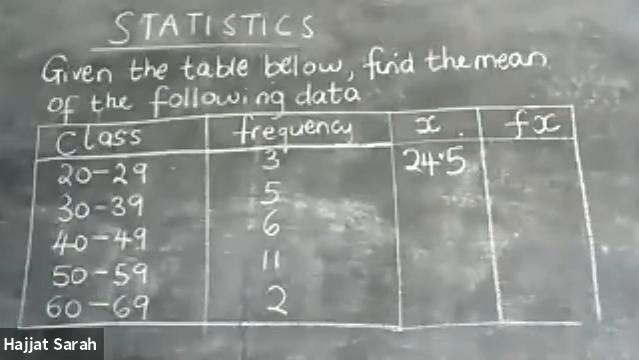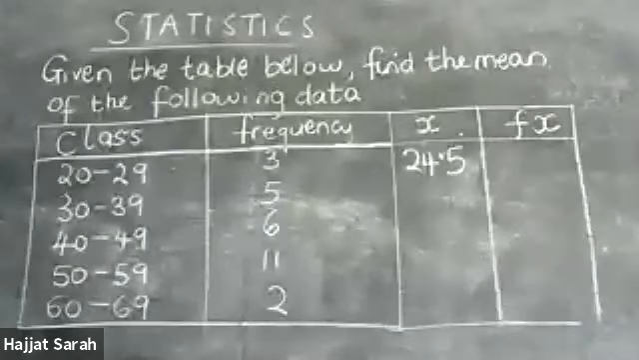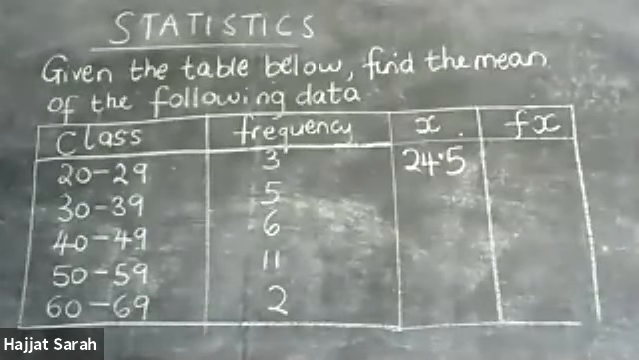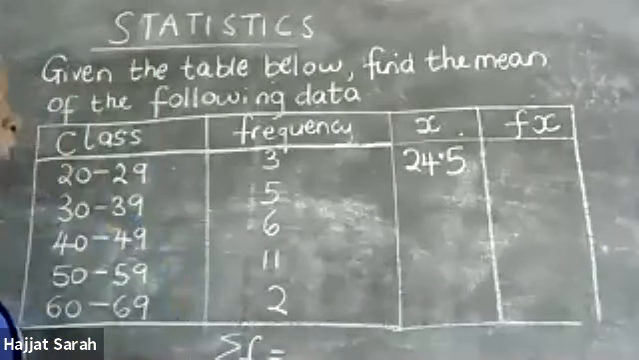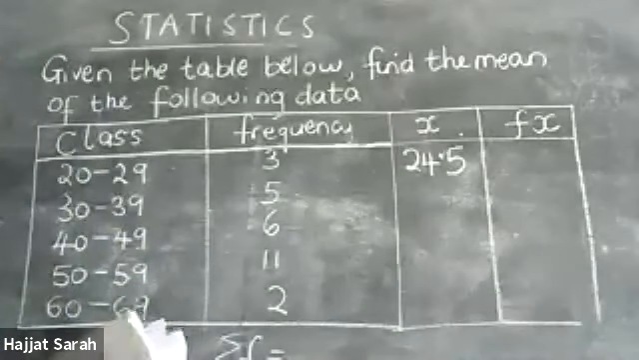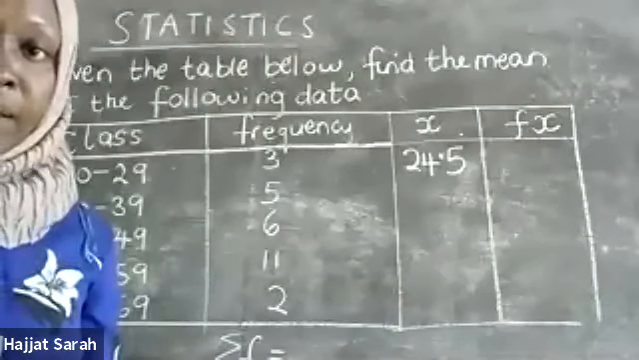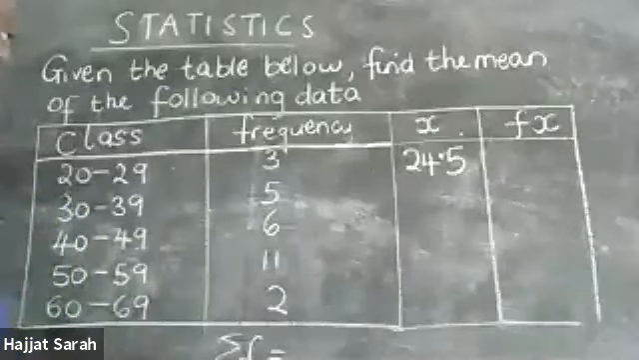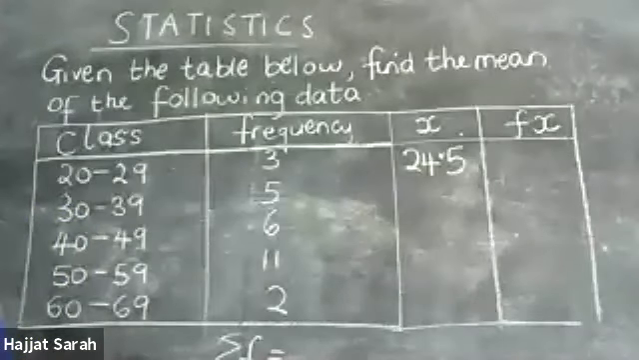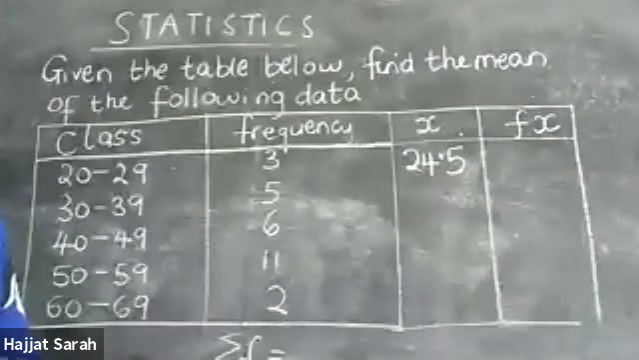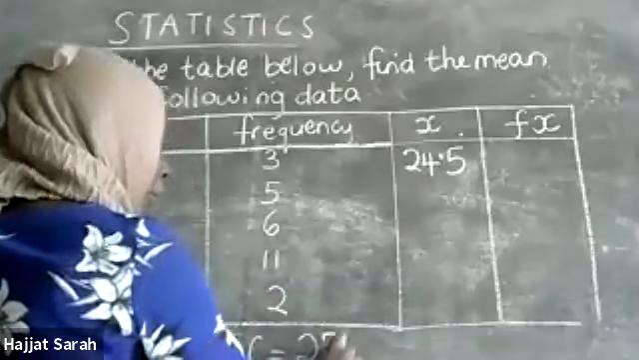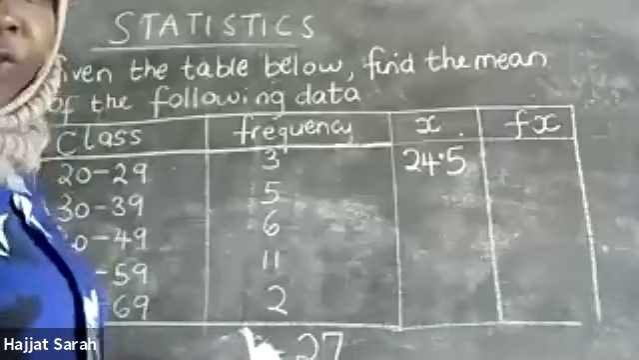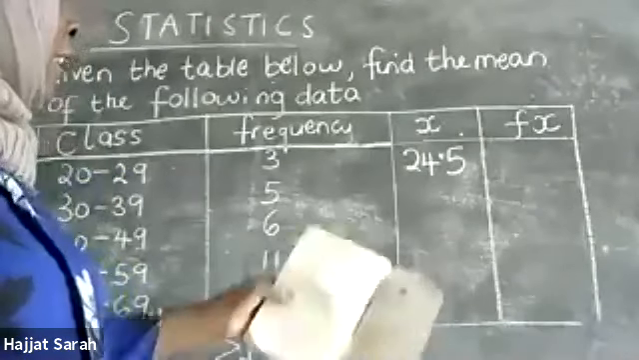Are we ready? We are ready. Okay. So what is your summation of fx? What is your summation of f, first of all? They never told you how many items you have, how many people there are. So what was your summation of F? 27. Okay, very good. All of us should end up with 27. If you have 27, then you are right.